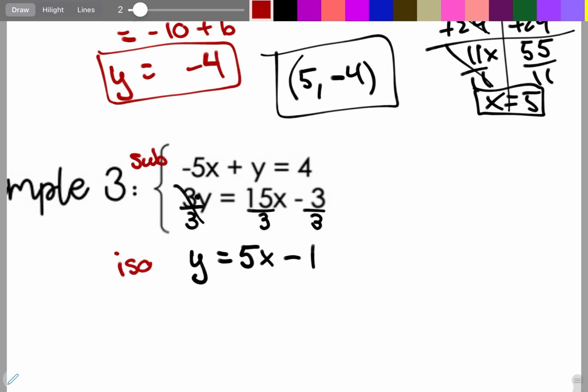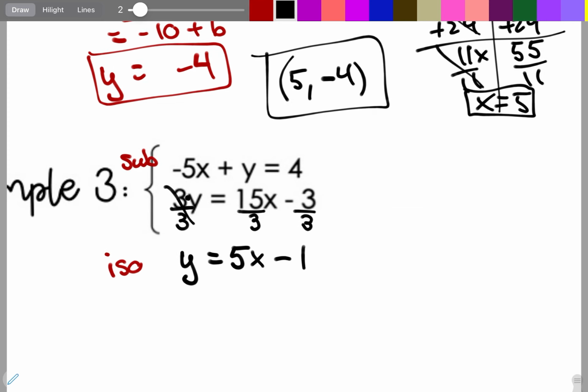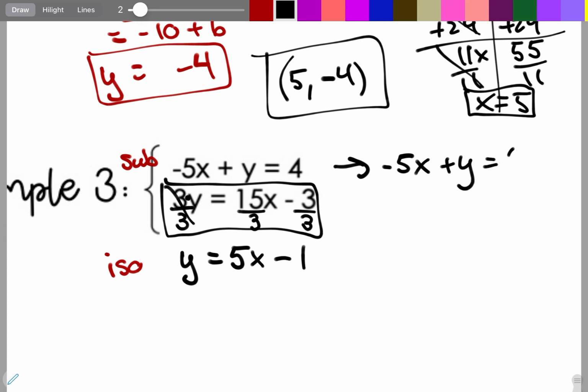Automatically, this guy becomes my substitution equation. And we write it out. If you want to, you can kind of disregard this guy now, we're not really focused on him. We should always go back to the original, but let's stay focused. Negative 5x plus y equals 4. We're going to substitute for y because that's who we're isolating. Y is equal to 5x minus 1.